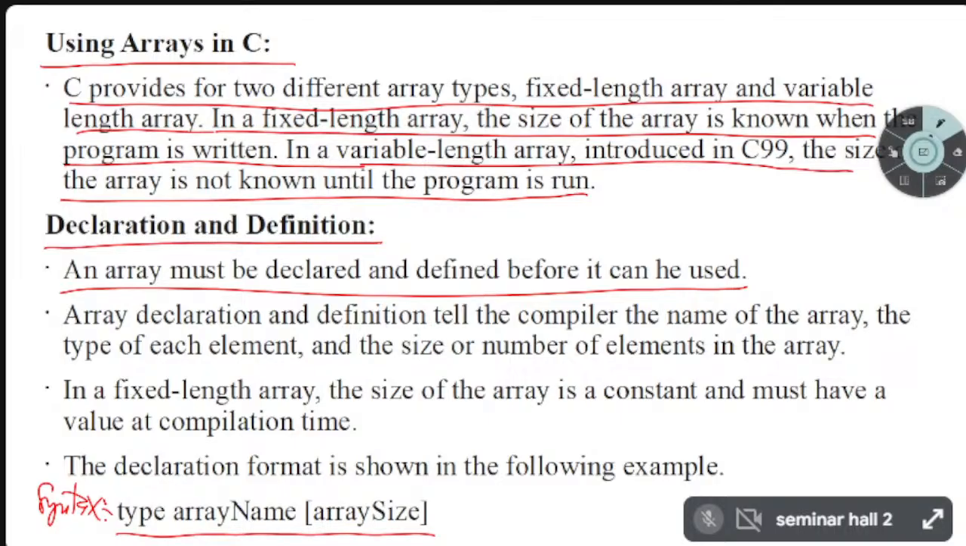And the syntax is: type, space, name of the array, square brackets, array size. Type, name of the array, square brackets, array size. Finish.